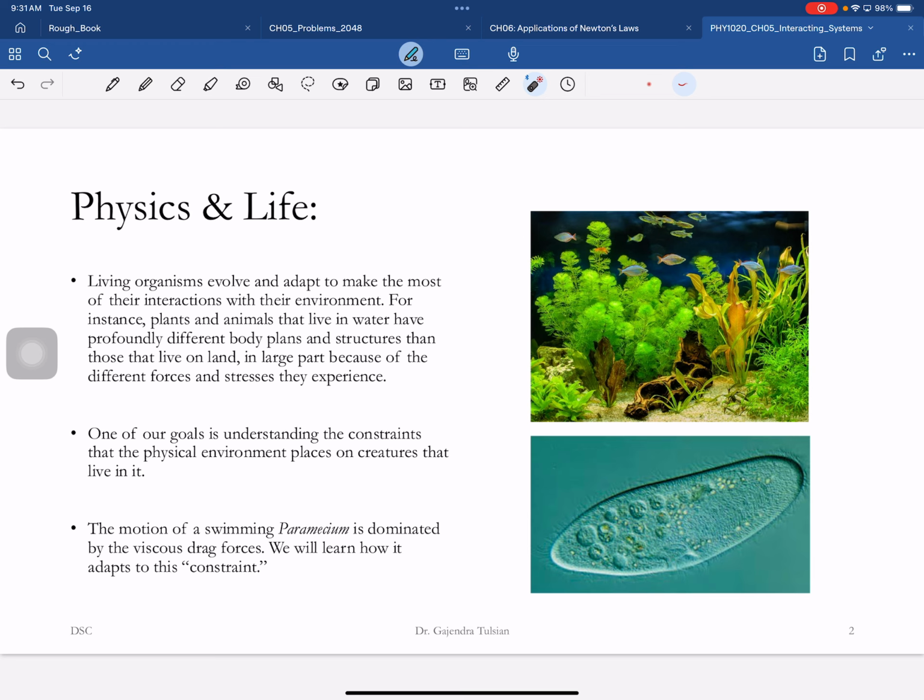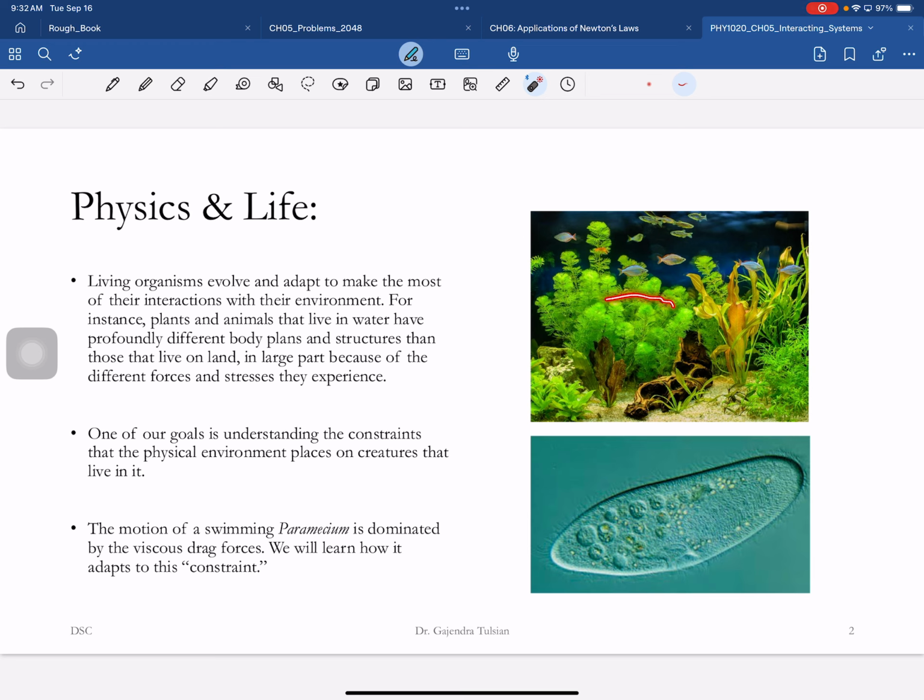Okay. So you adapt to your environment and you do the best you can in the given environment. So for instance, you will learn, here are plants that grow underwater. What's the difference between these and plants outside?